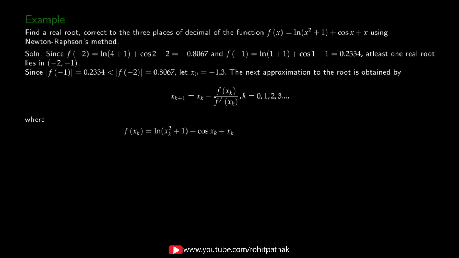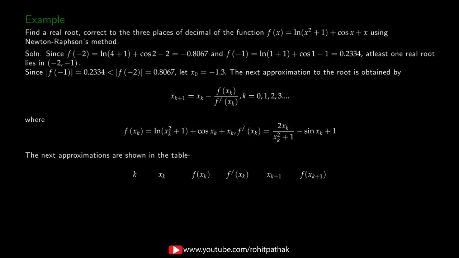In the Newton-Raphson method, we require f of xk, which is given, and the derivative of this function. The derivative of this function is 1 upon xk square plus 1 to xk minus the derivative of cos, which is minus sin xk. So we require both f of xk and f dash xk. Again, starting from this x0 equal to -1.3, these are the columns. So you have to prepare this table here.